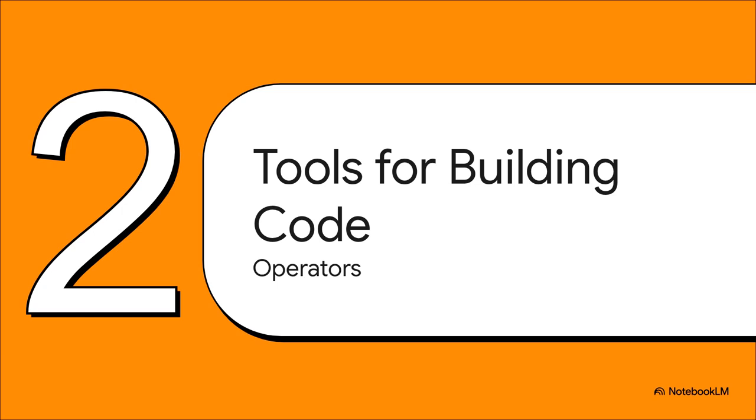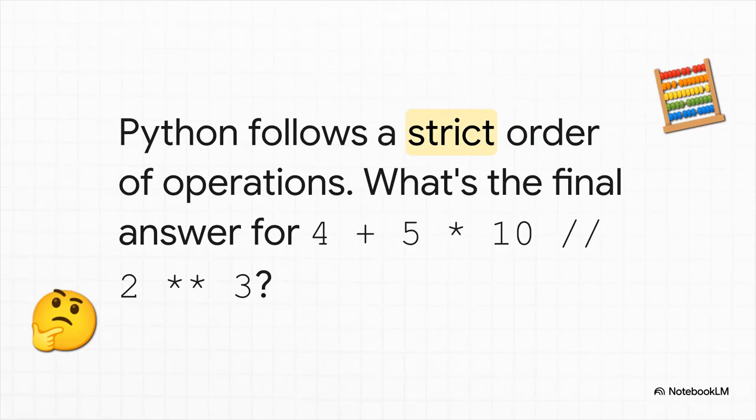All right, so now that we have our data, our raw materials, let's move on to our tools. Operators are what let you actually do things with that data. Combine it, compare it, and transform it. Just like back in math class, Python follows a super strict order of operations. So take a look at this expression. Pause for a second and try to trace the logic. What do you think the final answer is going to be?